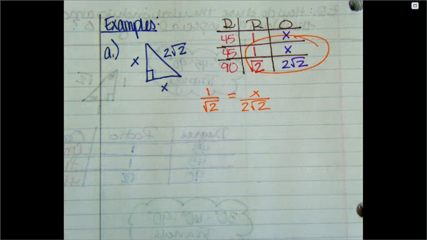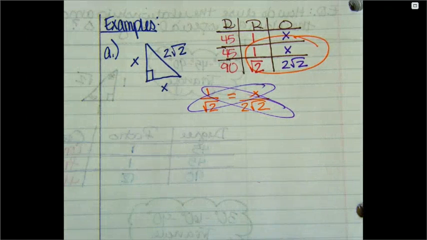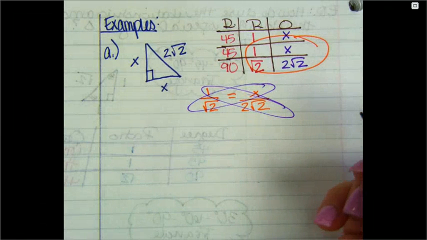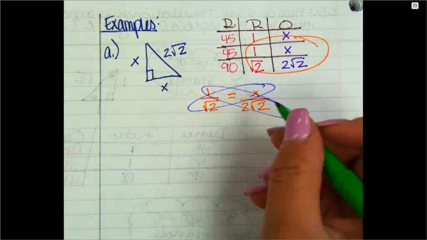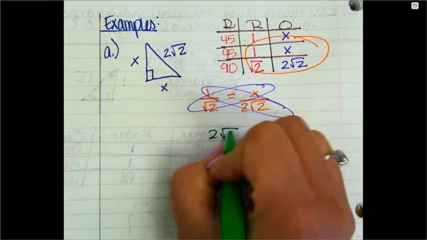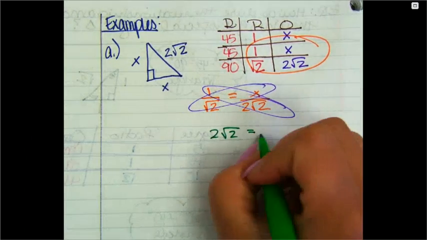All right, and how do you solve proportions? Cross multiply. So we're going to go ahead and cross multiply. What do we get when we cross multiply? What's 1 times 2 radical 2? 2 radical 2. Equals what's radical 2 times x? X radical 2. Let's put radical 2 in the front.